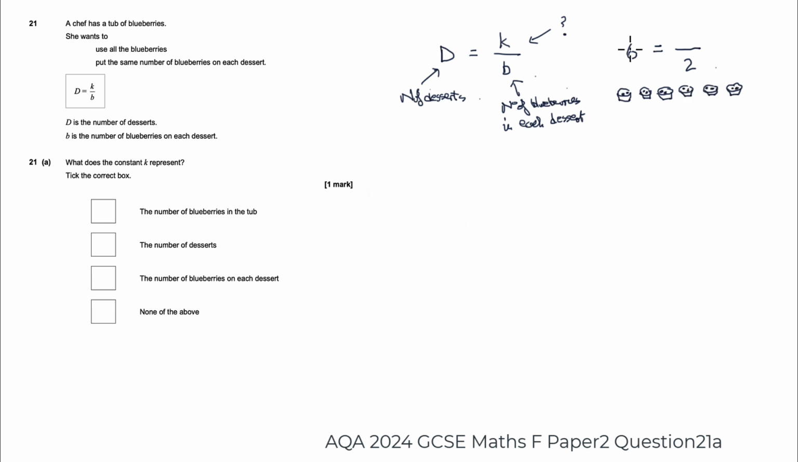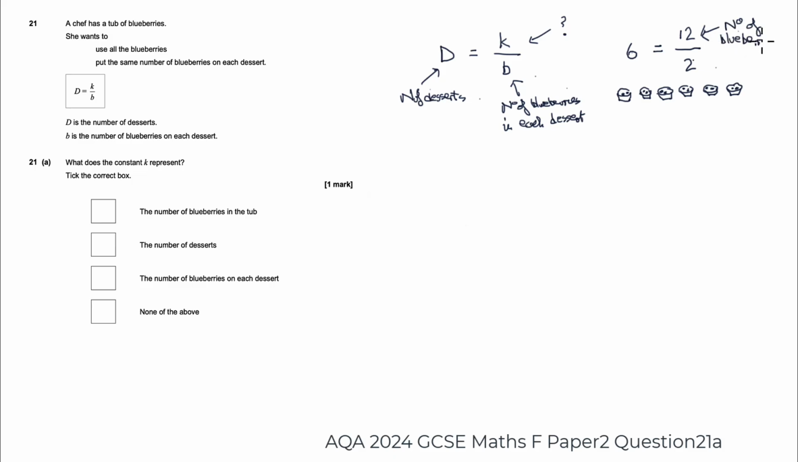Now, we know that you'll get 6 by dividing 12 by 2. So what on earth does that 12 stand for? Well, there's 2, 4, 6, 8, 10, 12. Total number of blueberries in the tub. Number of blueberries in the tub.